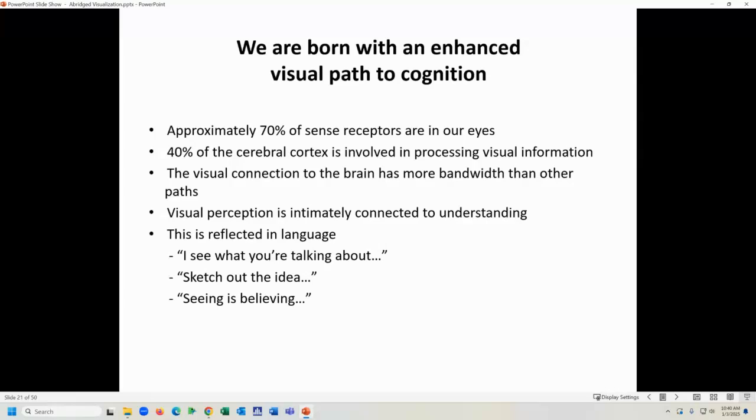And visual perception is very much connected to understanding. And if you look at language, in the English language, we have a lot of examples where visual and understanding are connected. I see what you're talking about, sketch out an idea, seeing is believing.